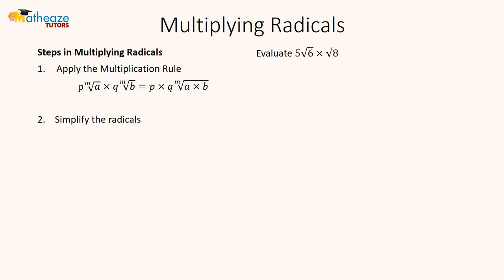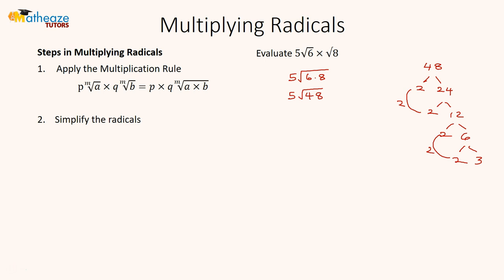Now, here also our degrees are the same. So we have 5 square root of 6 times 8, which is 5 square root of 48. Now we're going to simplify 48 using our factor tree method. We're using 2 and 24, 2 and 12, 2 and 6, and then 2 and 3. So we have a pair of 2's here, another pair right here, and then we have 3 that is alone. So this is going to be 5 times 4 square root of 3, which is equal to 20 square root of 3.